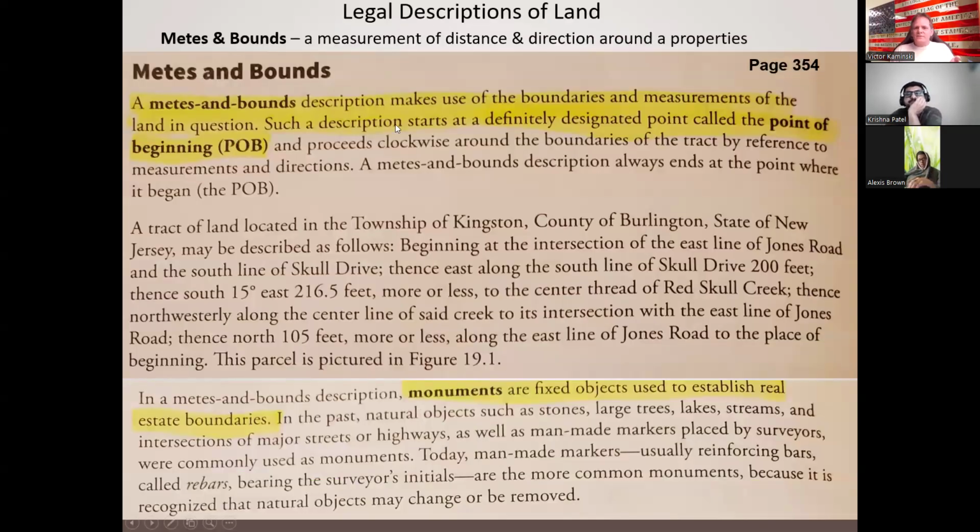All right, now metes and bounds is a description. Let's do the highlights. I've read it already several times, so let's just do the highlights here on page 354 for the metes and bounds and what monuments are. What is the difference between a monument and a benchmark? Okay, monuments are placed at the corners of the property by the surveyors so that you can see your property lines.